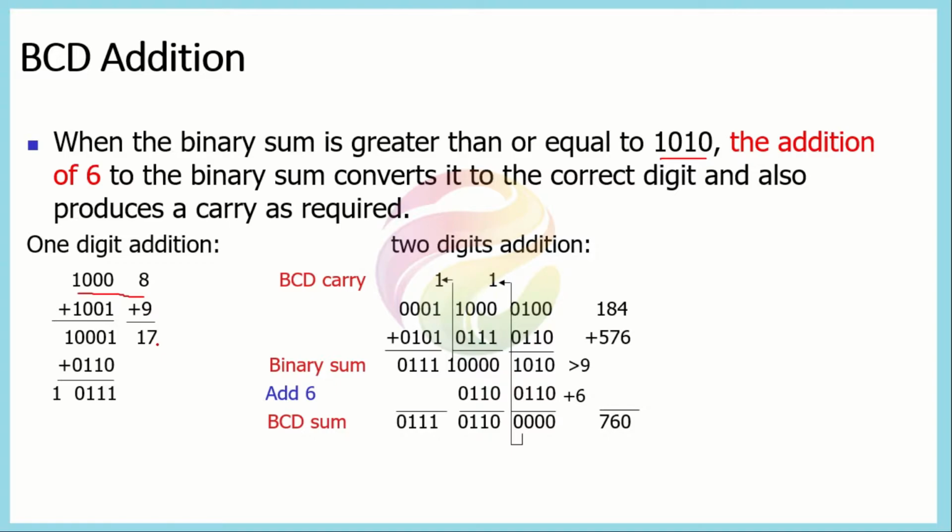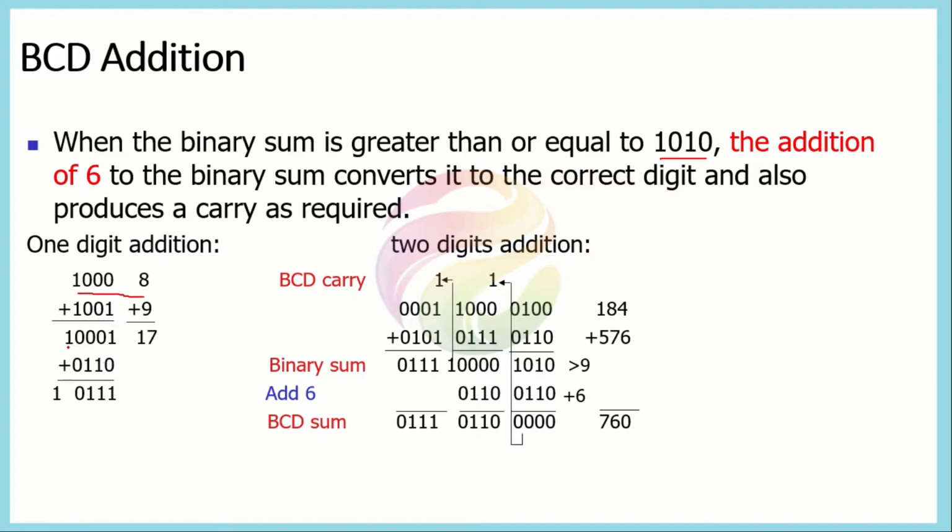Because of the simple decimal addition, this will give us a result of 17. But if you add both of them, you will see that our result is greater than 9, because 9 is the maximum number that could be represented in a BCD system. But in this case, our result is more than that. It's actually 17. So to correct the result, we add a 6 to the result.